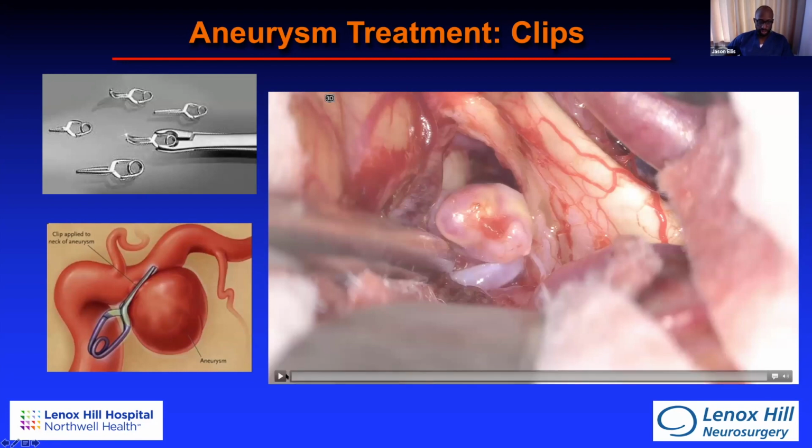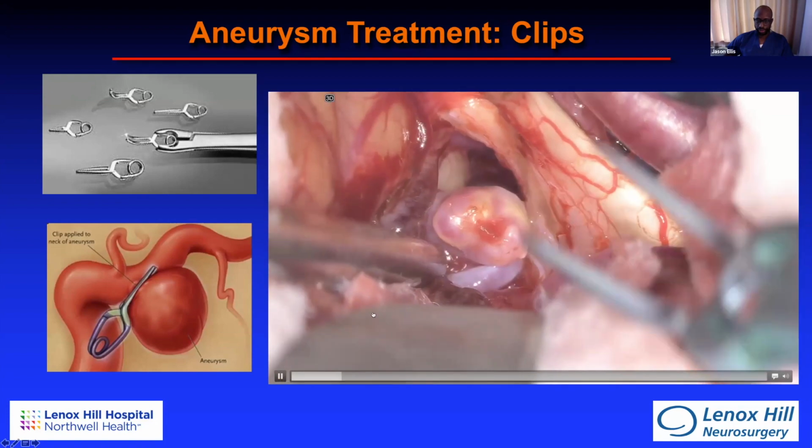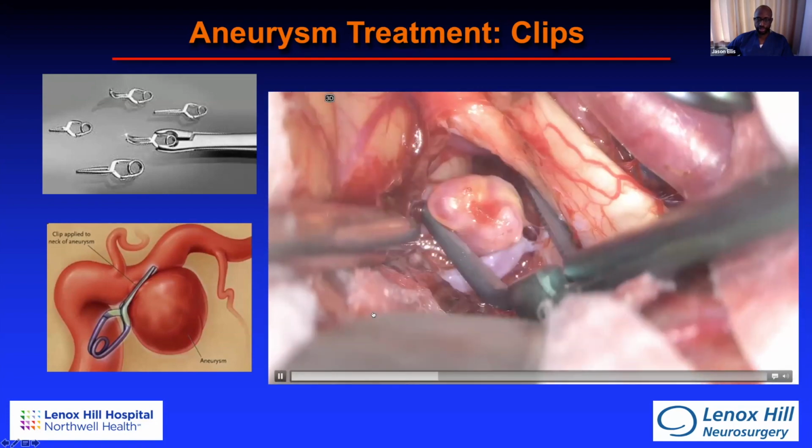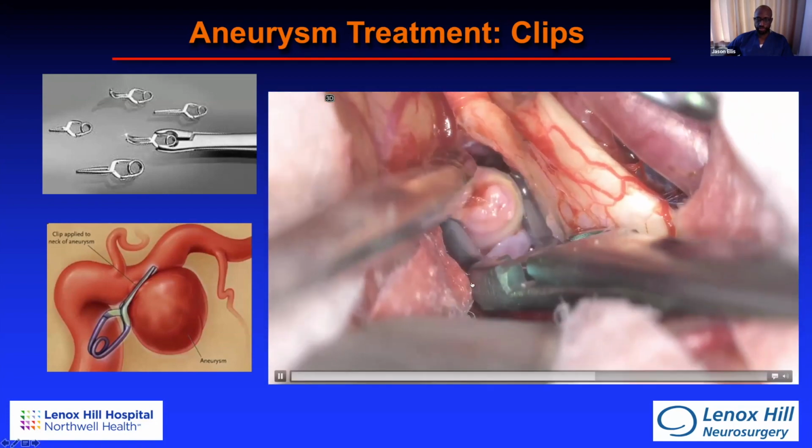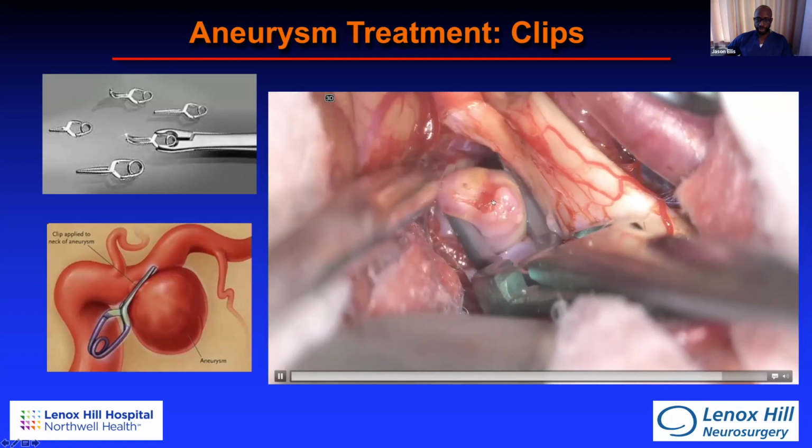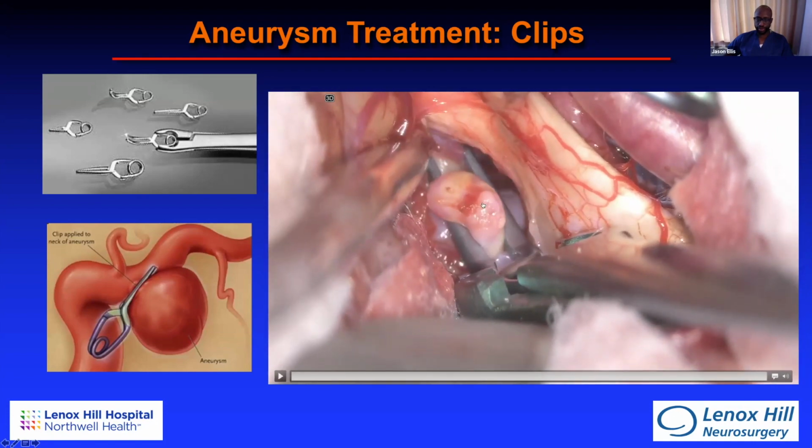And here's a video showing what it looks like in real life to put a clip across the neck of an aneurysm. This one happens to be an anterior communicating artery aneurysm, which was clipped recently here at Lenox Hill.